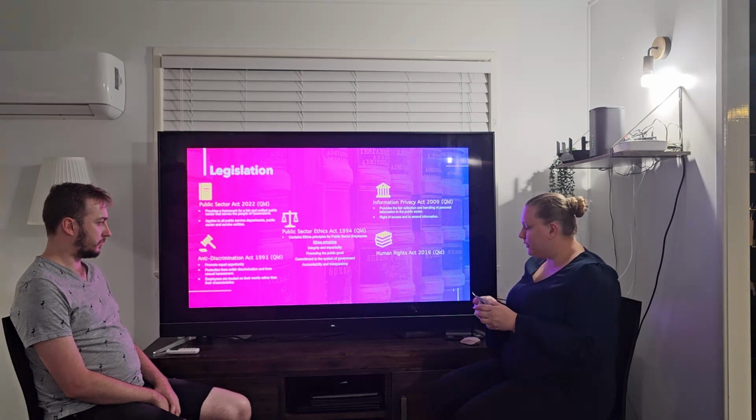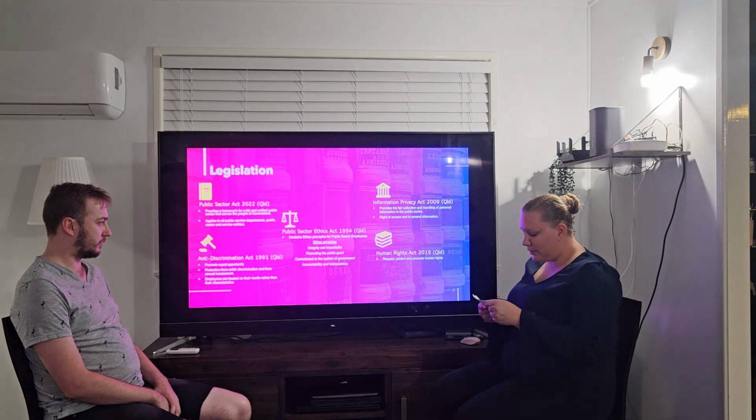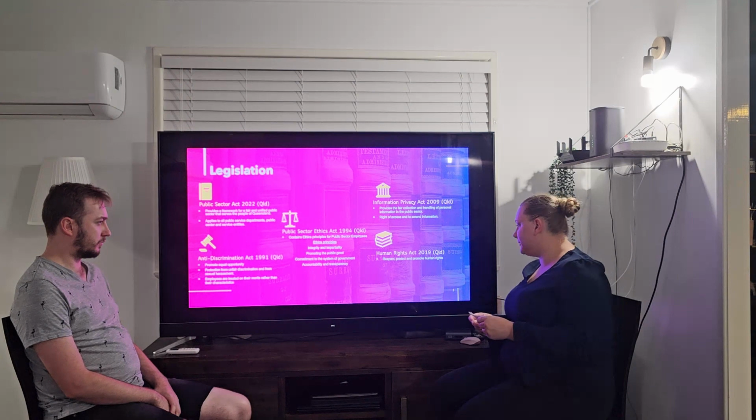Human Rights Act 2019 Queensland. The purpose of this act is, put simply, to respect and promote the human rights. Public sector employees should endeavour to respect the human rights of the public and the entities of the public sector.